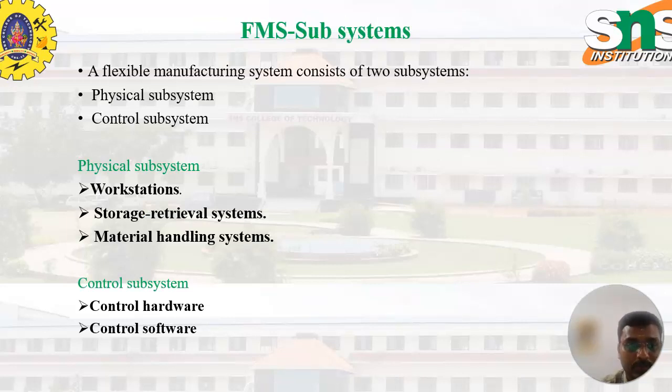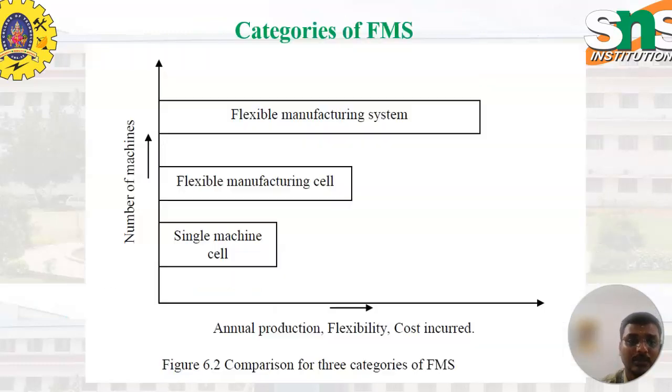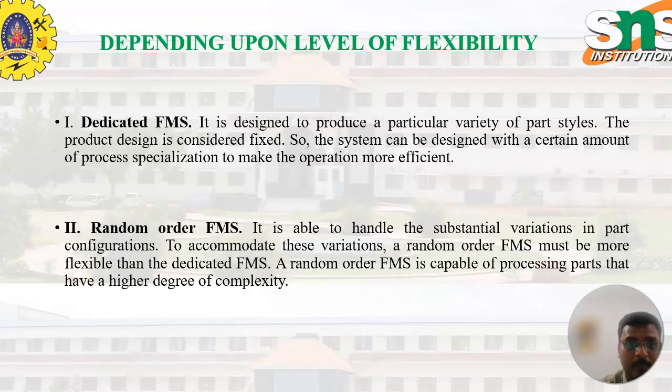We have two subsystems called the physical subsystem and the control subsystem. The physical subsystem is nothing but the workstations, storage and retrieval system, and material handling system. The control subsystem is the control hardware and software. This is the flexible manufacturing system introduction.